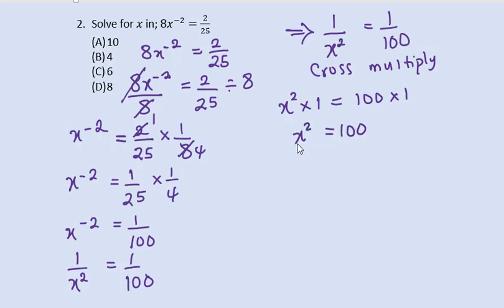Now what's the next step? Because you have a squared, you have to do what? Take the square root of both sides. So the square root of x squared, the square and the square root cancel out and x will stand alone. What you'll be left with here is 10. So the value of x from here is 10. Wow, we still got A again. And we are done with that very question.